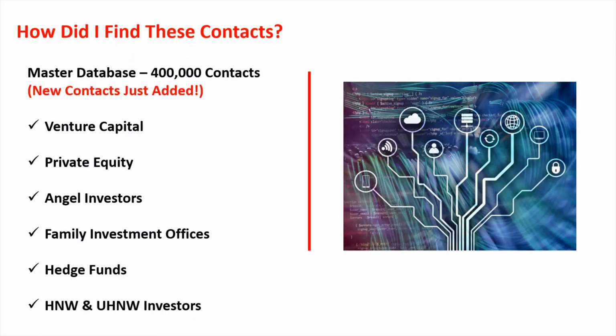So how do I find these contacts? I have a master database with over 400,000 contacts, and that includes new contacts that have recently been added as we sit here in August 2023. That includes an extensive database of venture capital, private equity, angel investors, family investment offices, and hedge funds. It also includes a very large database of high net worth and ultra high net worth individual investors, and that database is available for a select amount of clients only.